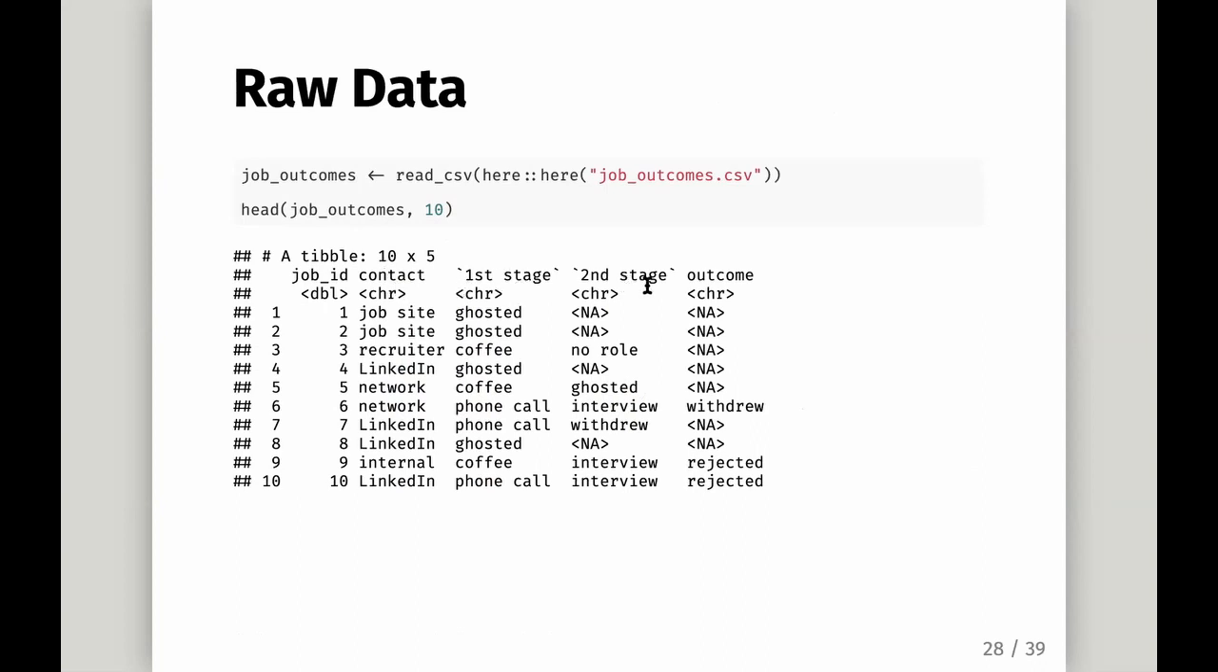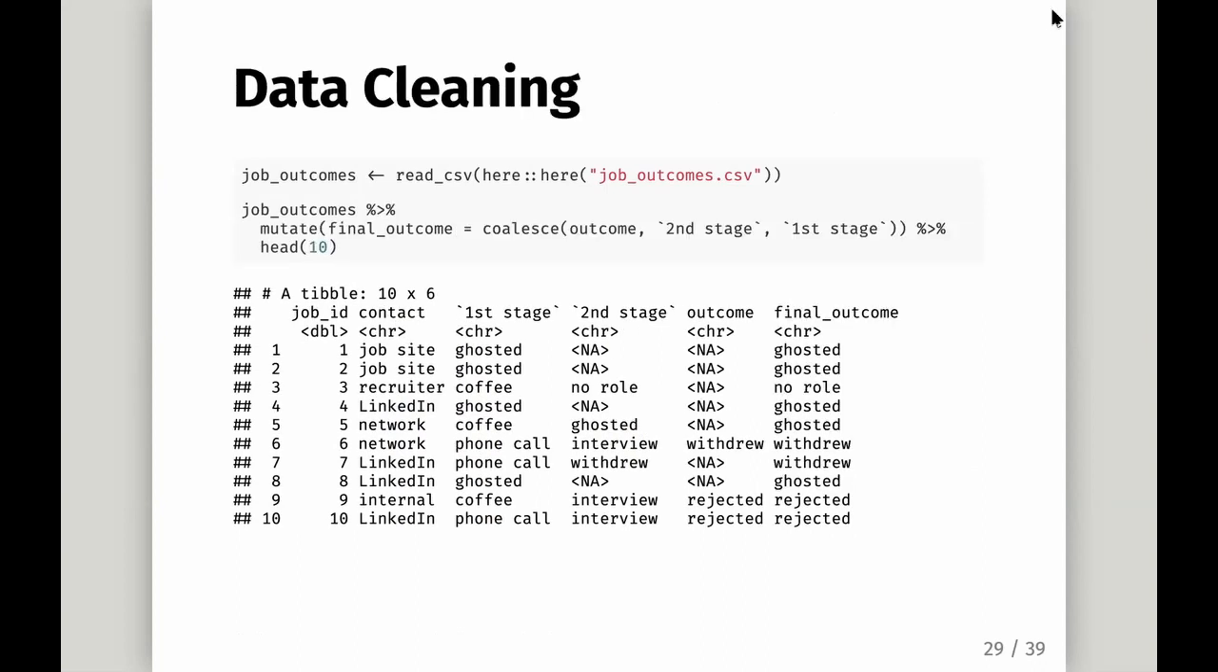So looking at the raw data, we've already got it wide. So that makes it really easy for us to go ahead and, right before that, I want to point out that we've got NAs in some of these stages. So he's made this final outcome that lets him color the alluvium by the final outcome. And so we're just using this coalesce function and it takes the first non-NA section, going backwards from outcome to second stage to first stage. So we've got a final outcome column as well.